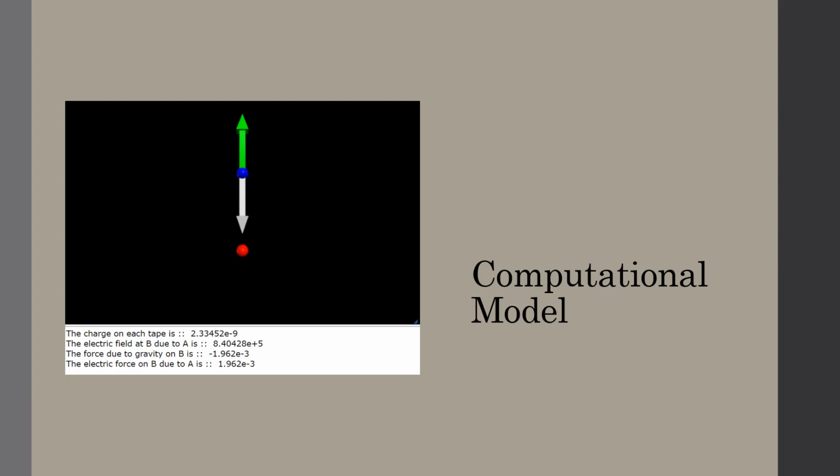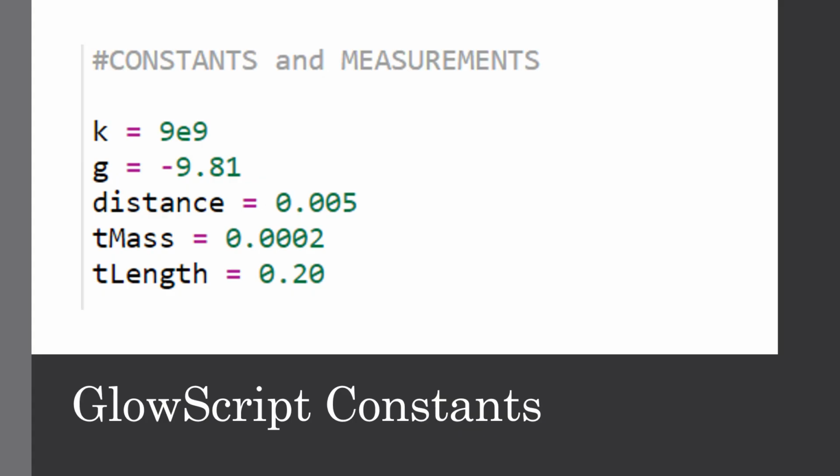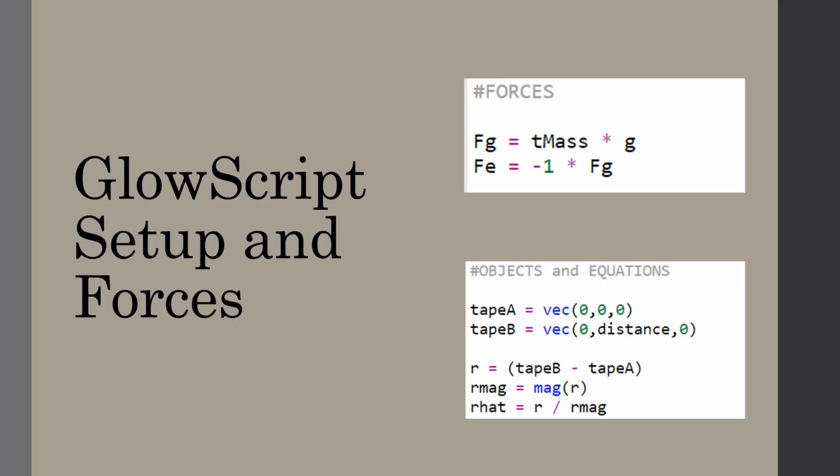Now I'm going to talk about my computational model for this situation that I created using GlowScript. Here are some of the constants and measurements that I talked about earlier. K is Coulomb's constant, which is 1 over 4 pi epsilon naught. Here's some things that I coded for the setup and the forces. So you can see on the top right, I have the force due to gravity, which is equal to the mass of the tape times the gravitational constant, and the electric force is equal to the opposite of that. I also set up the locations for both A and B, where A is at the origin and B is at that distance right above tape A.